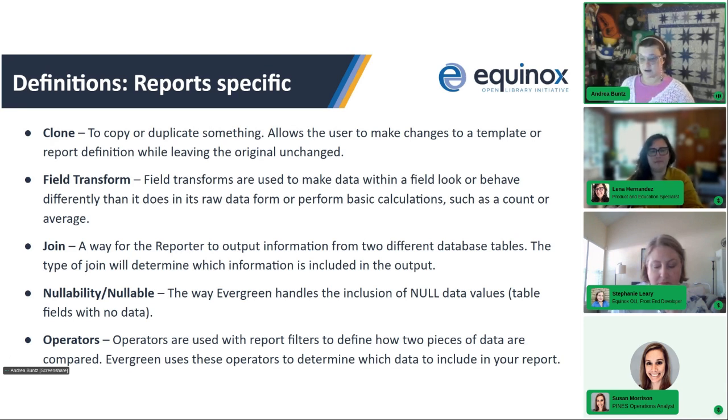Joins and nulls are very related in Evergreen, well, in any database. A join is what happens when you connect two different database tables, and there are different types of joins that will define which information is included in the output and whether it shows null values or not. We'll get into a lot of this later. And then nullability is the way that Evergreen handles the inclusion of that.